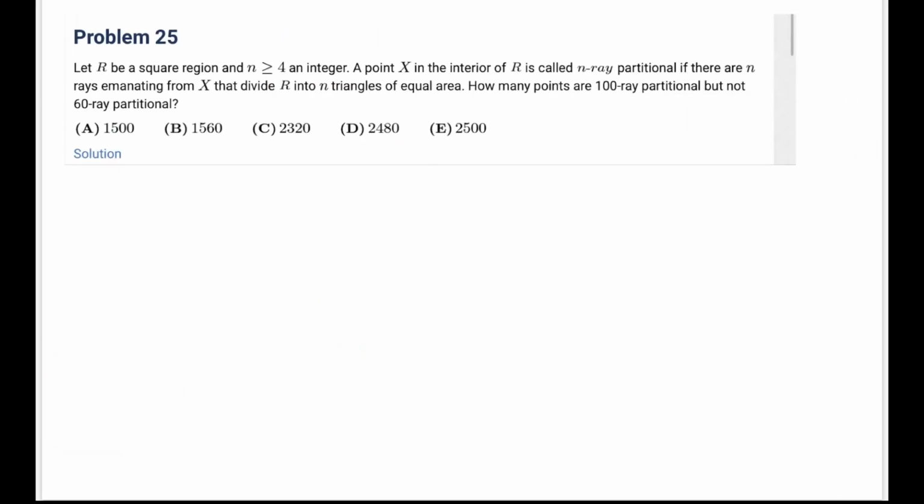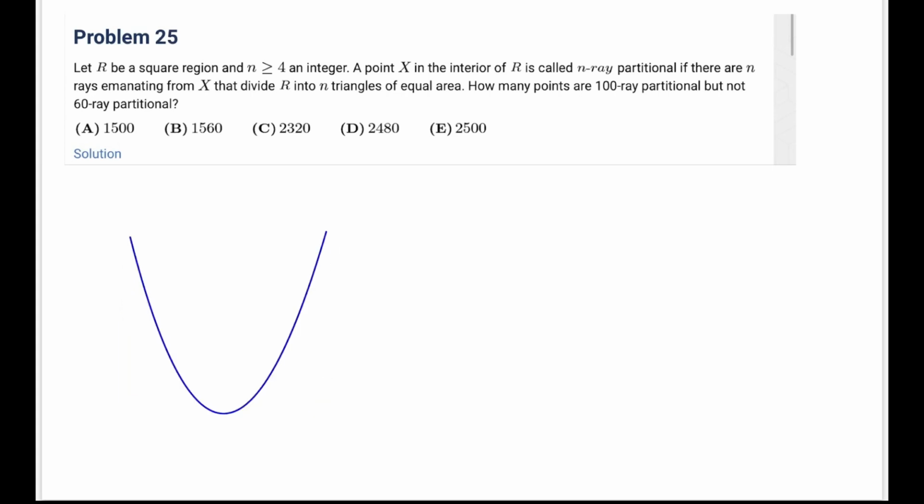Last problem, problem number 25. Let R be a square region and n is greater than or equal to 4, an integer. A point x in the interior of R is called n ray partitional if there are n rays emanating from x that divide R into n triangles of equal area. How many points are 100 ray partitional but not 60 ray partitional?